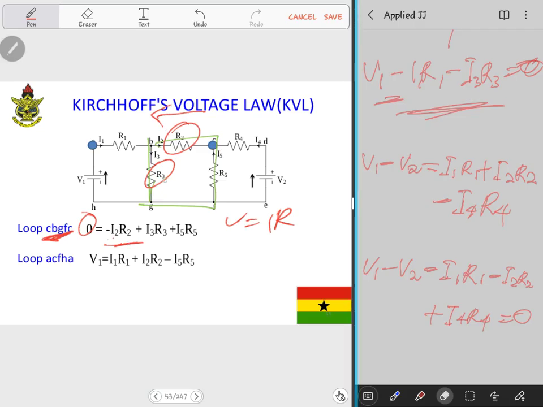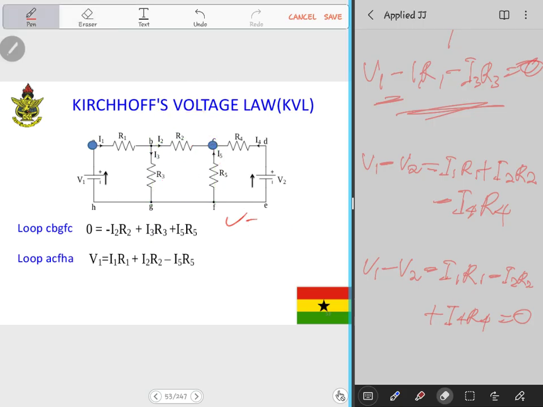And then for the R3, right? Oh, there's another voltage load here. So R3, the current is in the direction of the way we are moving, right? So positive. Then R5 is in the direction we've chosen, right? So positive. So this is it, right? And then another one.